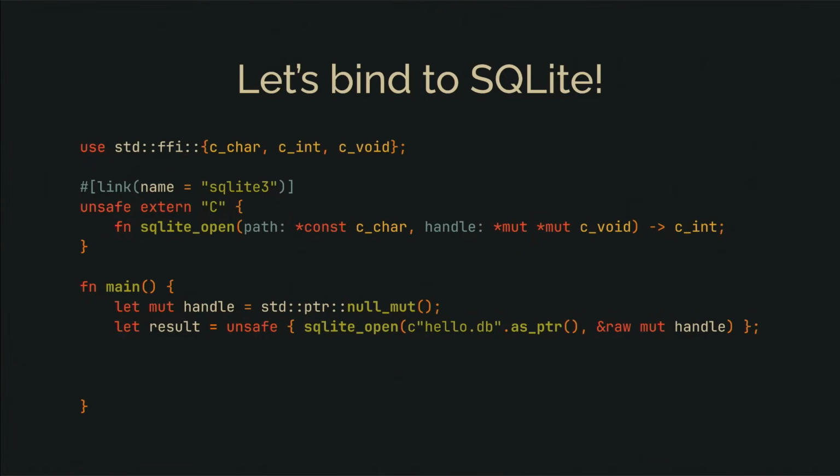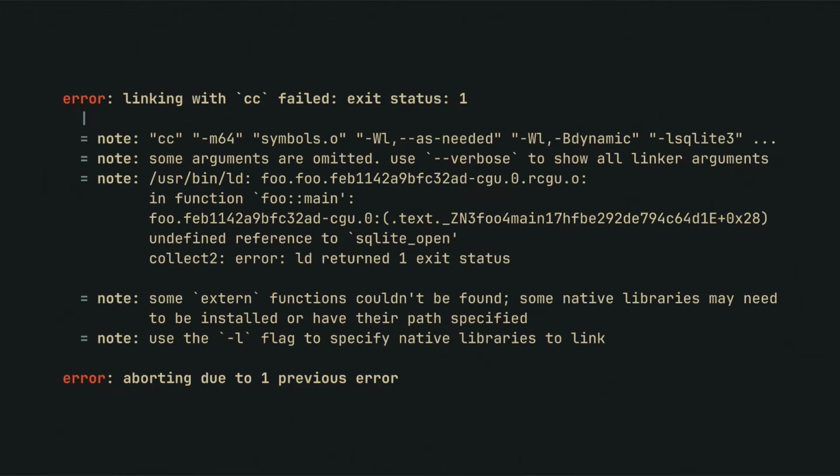Then we just call the function. It has to be unsafe because Rust cannot verify the safety of a C library. And then we just do some error handling. And this looks like a normal Rust program. And if we try to compile it, we're going to get this error message, which is a linker error message that, if you're familiar with C or C++, you're probably scared of.